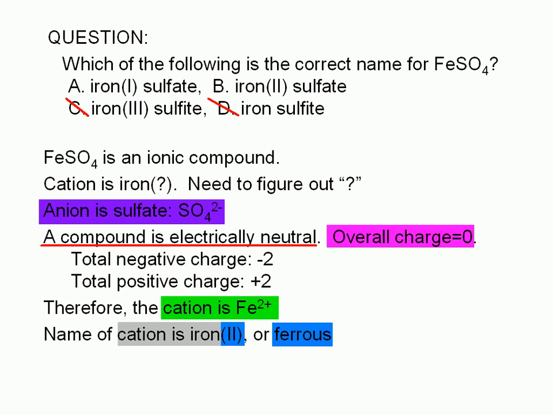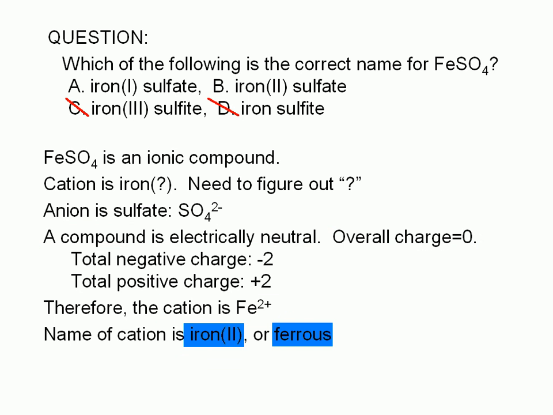The name of the compound is simply the name of the cation, iron 2, followed by the name of the anion, sulfate. So it would be iron 2 sulfate. Iron 2 sulfate can also be referred to as ferrous sulfate.